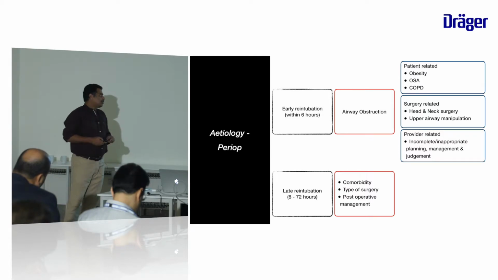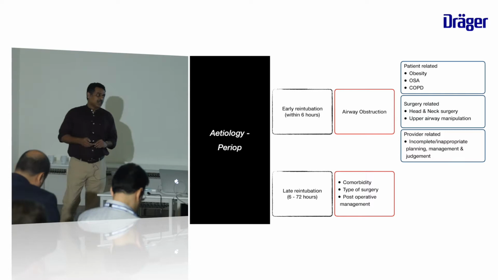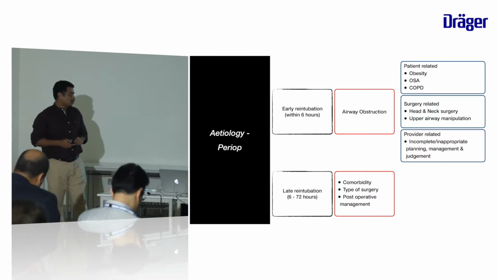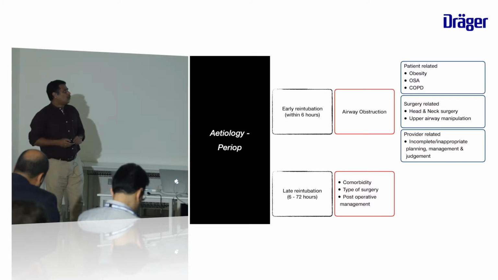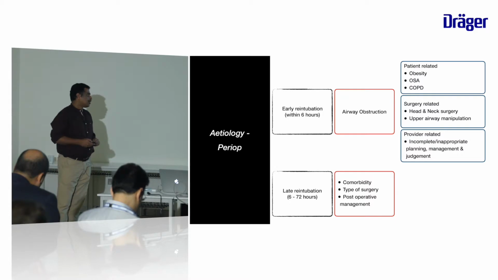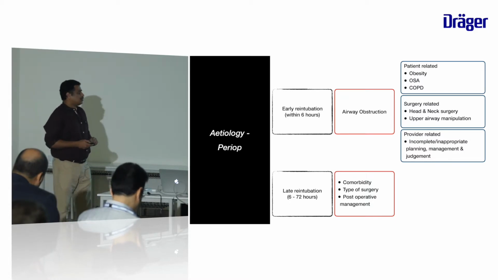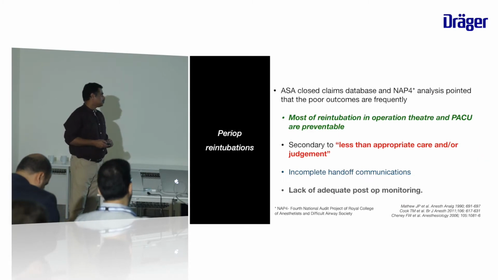Coming to the etiology in the perioperative period, we can classify it into early re-intubation and late re-intubation. Most of the causes for early re-intubation is airway obstruction. It can be patient-related, surgery-related, or provider-related. Most of the late re-intubations in the perioperative period are due to the comorbidity or type of surgery or postoperative management.